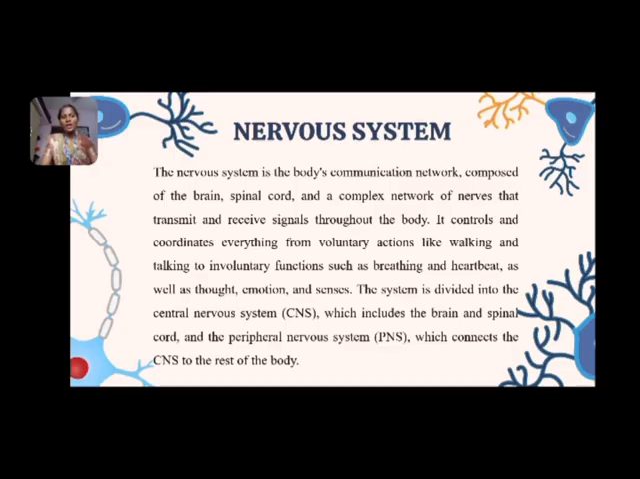This system is divided into the central nervous system and the peripheral nervous system. The central nervous system includes the brain and spinal cord. The peripheral nervous system connects the CNS to the rest of the body.